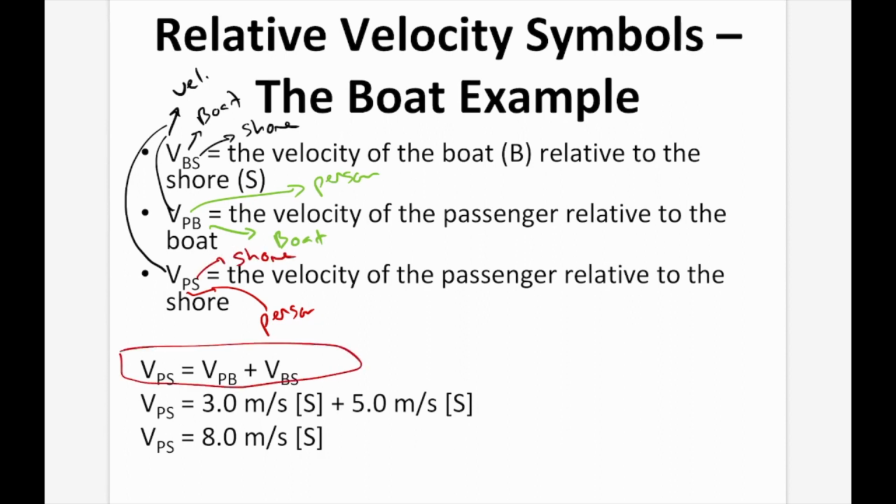So in our previous example, the velocity of the person relative to the shore is going to equal the velocity of the person relative to the boat plus the velocity of the boat relative to the shore. So we get 3 plus 5 equals 8.